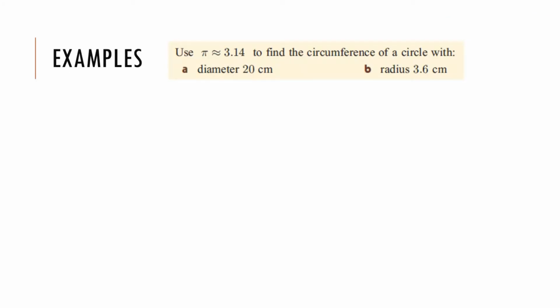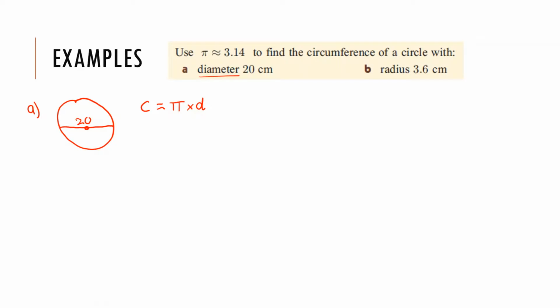So let's use pi is equal to 3.14 to find the circumference of a circle with diameter 20 centimeters. The very first thing I like to do is draw a picture. It's not the best picture in the world, but you get the idea. We have a diameter, so the whole way across is 20 centimeters. We know that we have diameter, so we can use the formula C equal to pi times d.